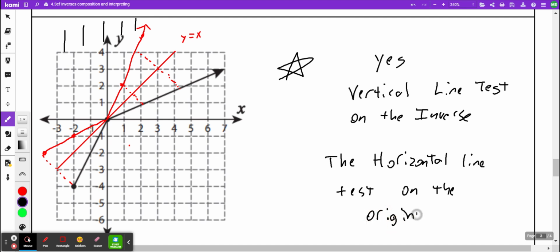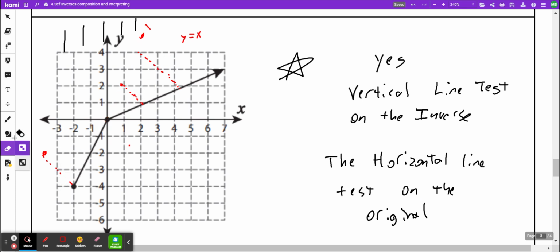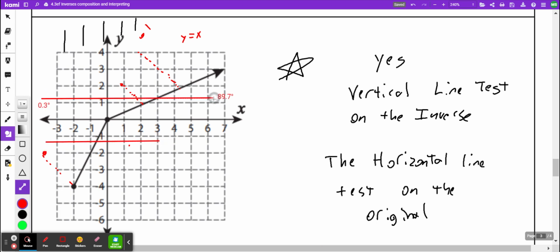Let's just make sure. If I erase what's here, I can quickly do my line and say, look, nope, nope. I'm trying to keep it 90 degrees and nope, nope. So each one passes the horizontal line test. Maybe I should test that first. All right, guys, let's go on.